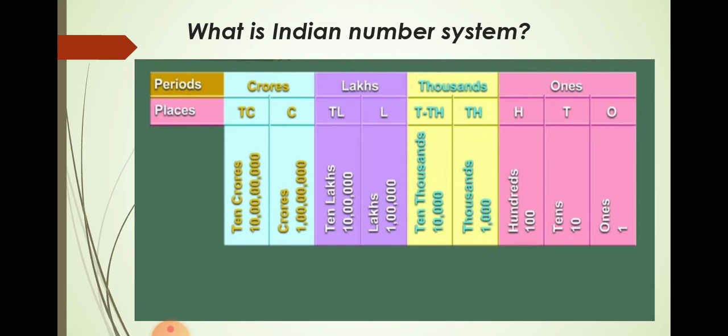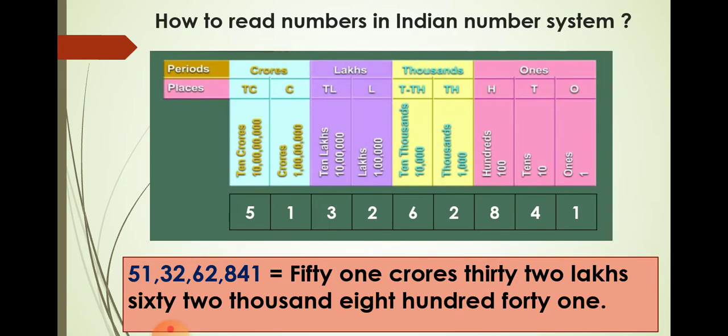The second period, which is known as thousand period, is divided into 2 categories, 1000, 10,000. The third period, that is lakh period, is divided into 2 categories, lakh, 10 lakh. And the fourth period, which is crores period, is again divided into 2 categories, that is crores, 10 crore.